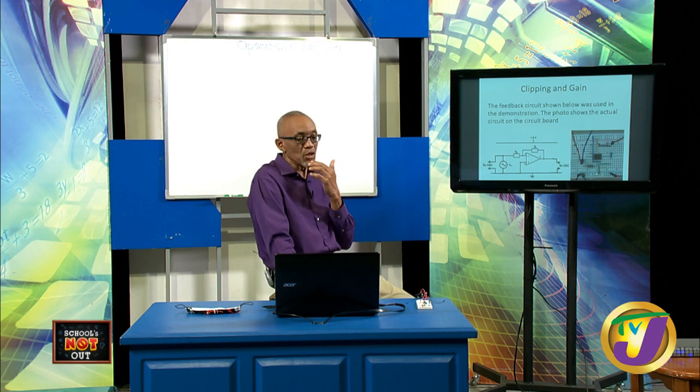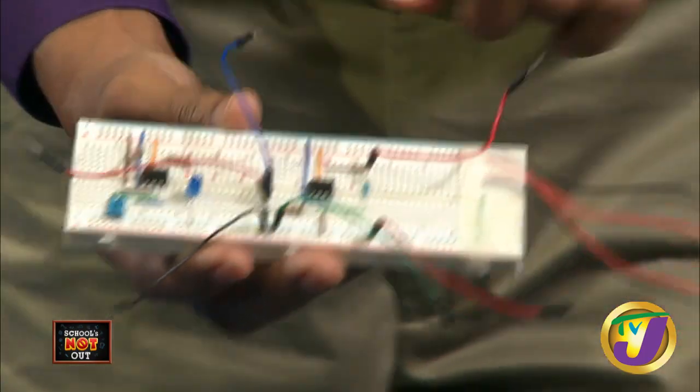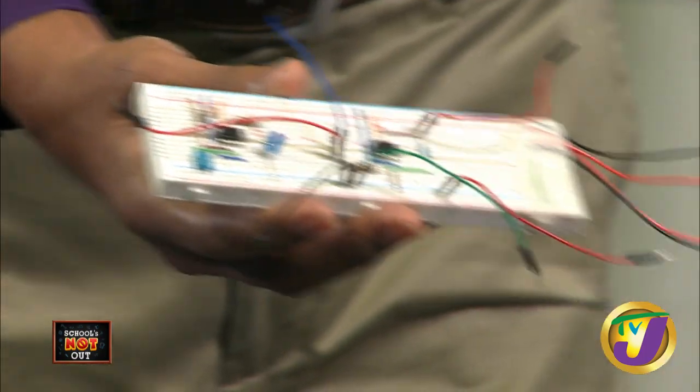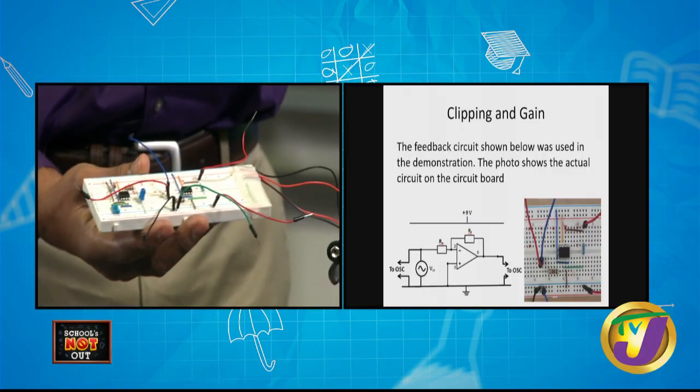All right, at this point, I had a demonstration, right? And I wanted to show you about clipping, and we will look at gain as well, right? I want to show you clipping. Now, this is the circuit that I have here, and that is what is being shown here. And this is the diagrammatic representation of the circuit.